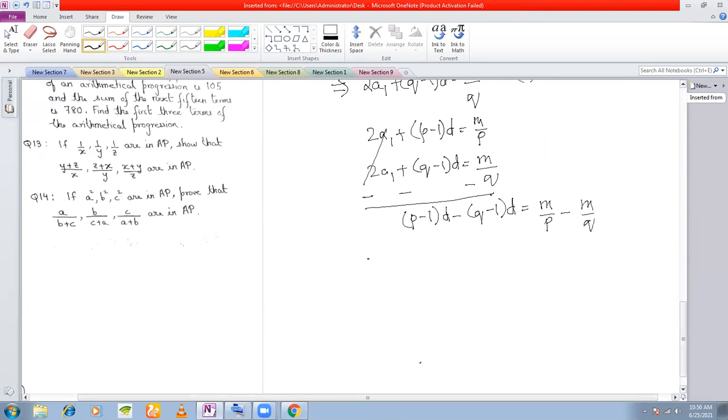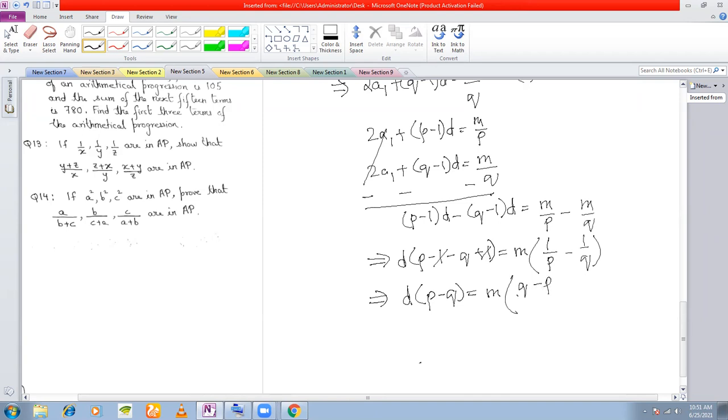That means on the left hand side, you can take d common. You get p minus 1 minus q plus 1. And on the right hand side, you can take m common. You get 1 by p minus 1 by q. That means you get d times, 1 minus 1 cancels, so you simply get p minus q here. And if you take the LCM here, you get q minus p by pq, right?